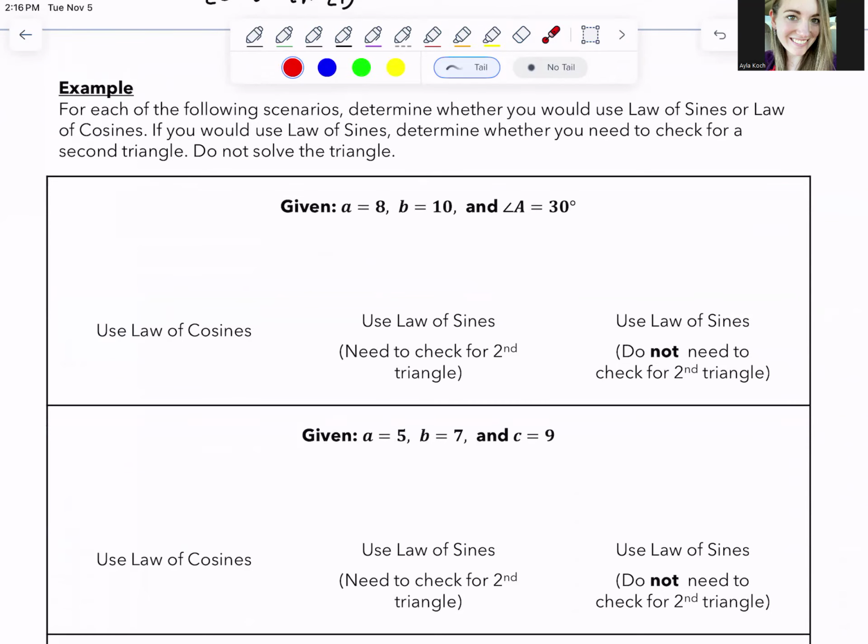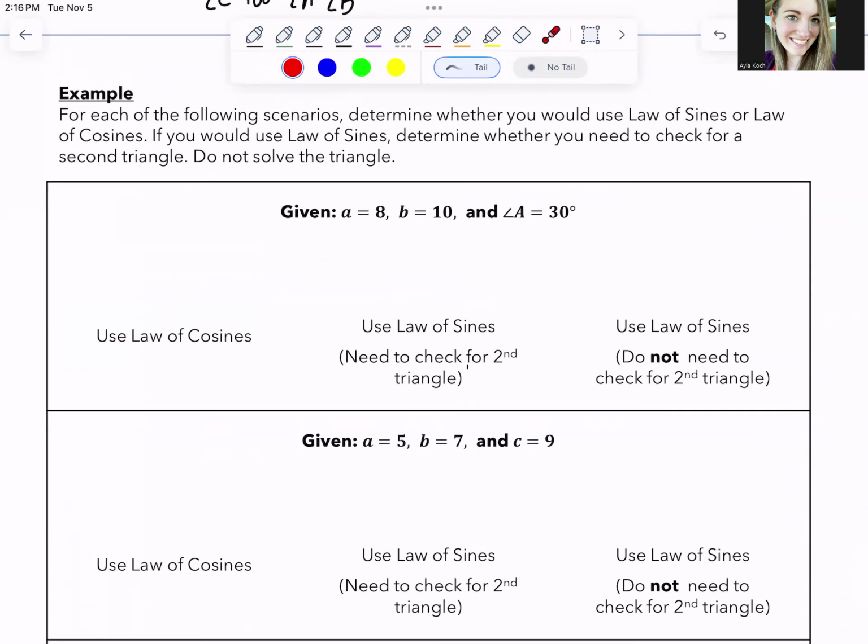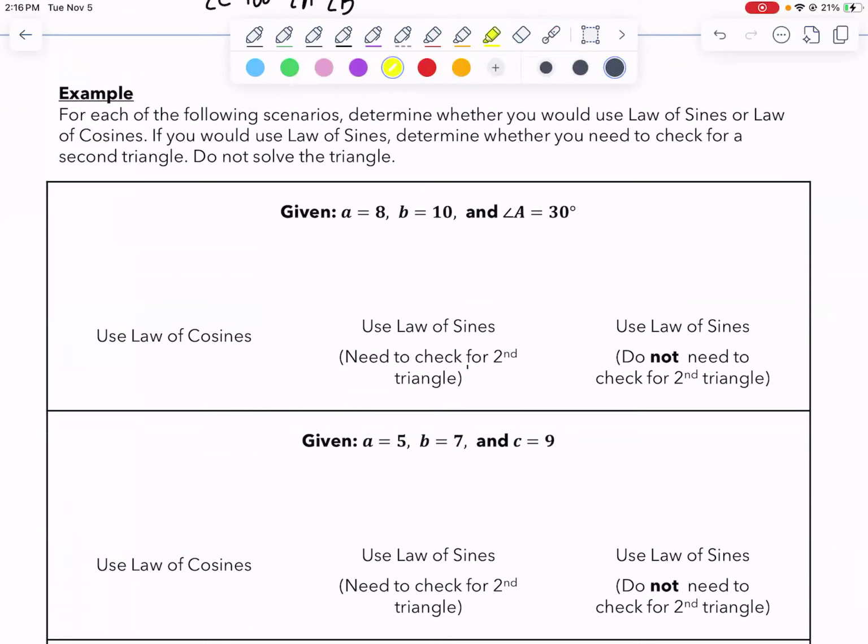We are simply going to say whether we would use law of cosines or law of sines, and if it's law of sines, do we need to check for a second triangle? To determine this, because you're going to have problems where, when you go to take a test, it doesn't tell you what topic you're working on. So it could be a law of sines problem, or it could be a law of cosines problem.